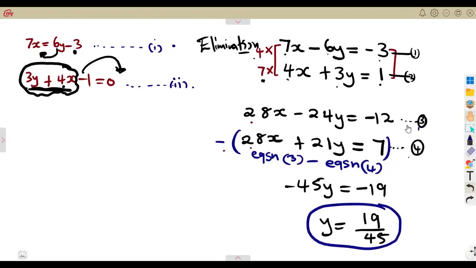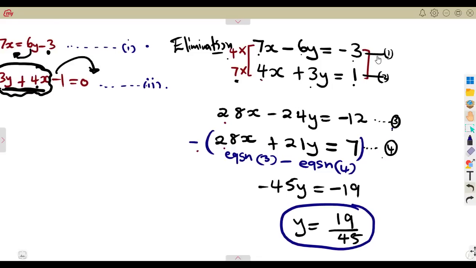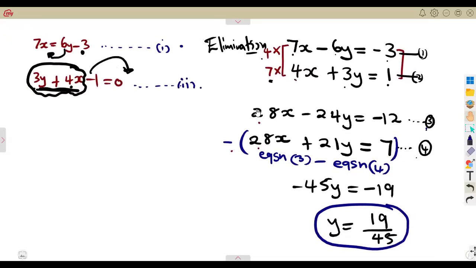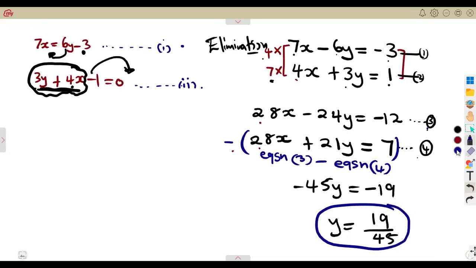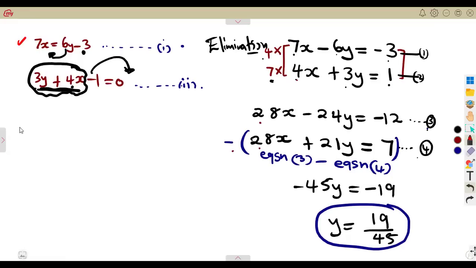Definitely, we are going to obtain the same value of x from there. We can obtain x now by substituting in any of these equations. You can substitute in this one, or in any of the equations that you have. If you wanted, you can just work with this one, where we are given 7x is equal to 6y minus 3. So 7x is equal to 6 times the value of y that we obtained, 19 over 45, minus 3.